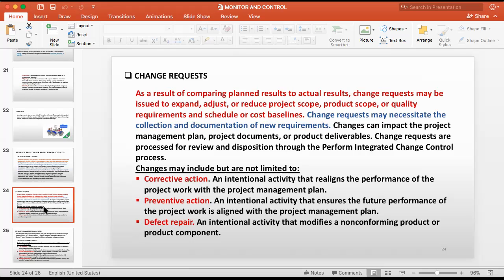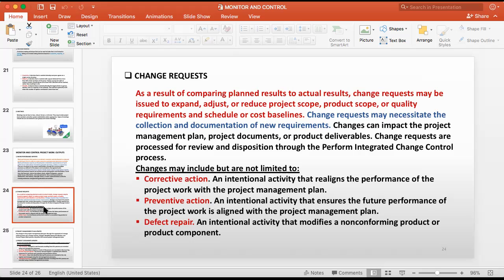Change request may necessitate the collection and documentation of new requirements. Change can impact the project management plan, project documents, or product deliverables. Change requests are processed for review and disposition through the perform integrated change control process. That you have learned. So we have to carry out the change control process once the change request is there. So if you can remember the Deming cycle, you will get that picture how this change request is processed. So go through the Deming cycle, you will learn again what is happening in the change request process.